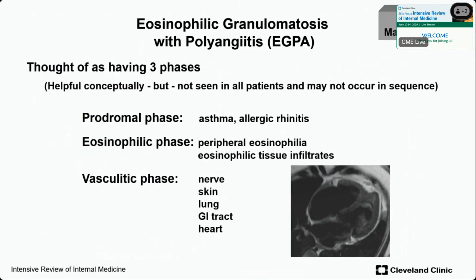EGPA is thought of as having 3 phases, which is very helpful conceptually, but is not seen in all patients and may not occur in sequence. There is a prodromal phase in which we can see asthma, which is often adult onset, and allergic rhinitis. The eosinophilic phase in which we see peripheral eosinophilia and eosinophilic tissue infiltrates. And the vasculitic phase in which vasculitis involving the nerve, skin, lung, GI tract, heart, or other organs may occur.